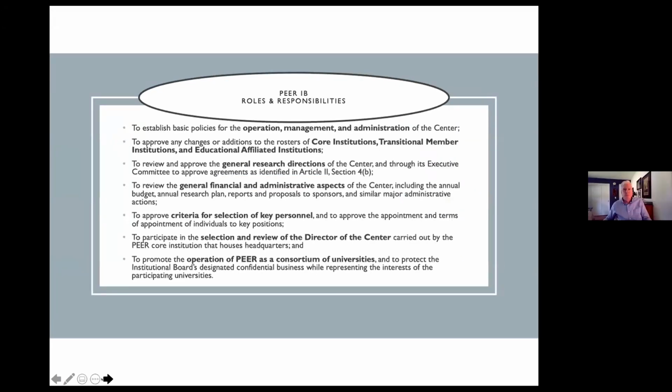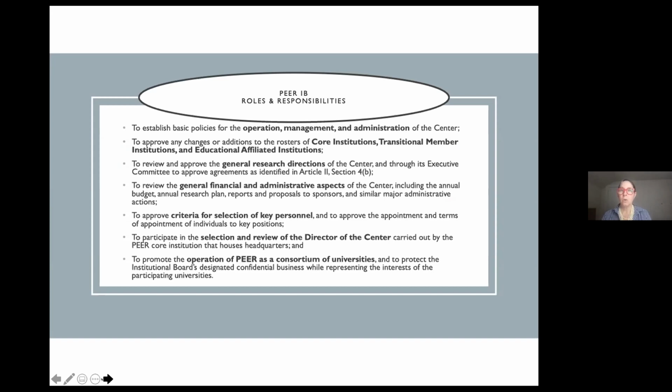So one of the big things that we did this year is we revised the bylaws for PEER overall for the center, including the institutional board, because the institutional board has really changed since PEER started, and we really wanted to modernize the bylaws and make sure that we were meeting the PEER objectives.